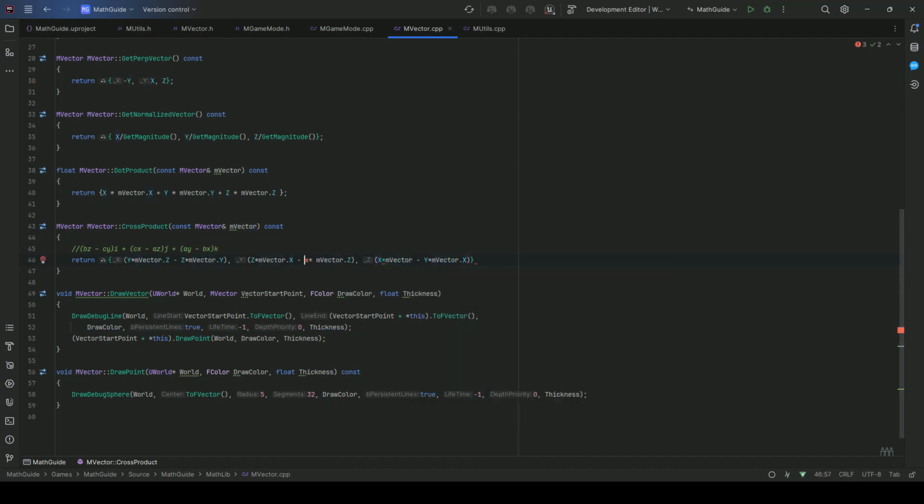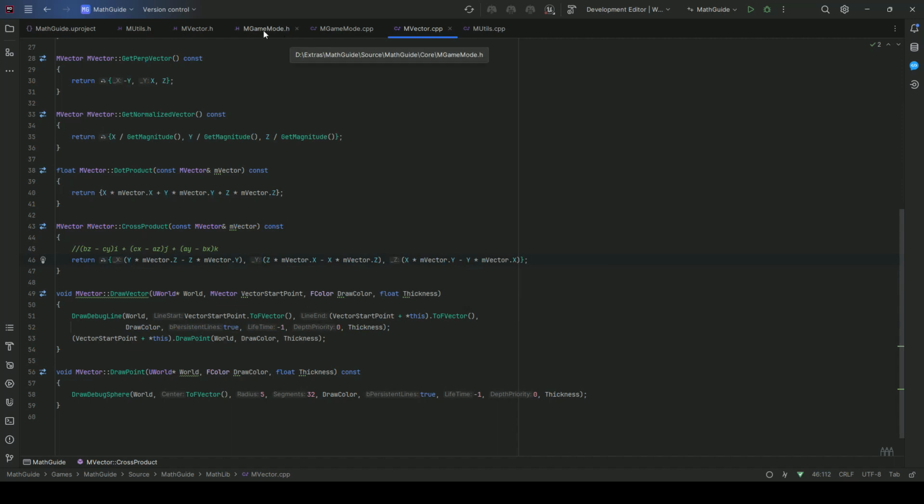Let me reconfirm if everything is correct or not. Okay, it will be dot y, and it will be x. Okay, this is x z, z y. Yes, z x, x z, x y and y x. Perfect. This is perfect. So this will give you the cross product.